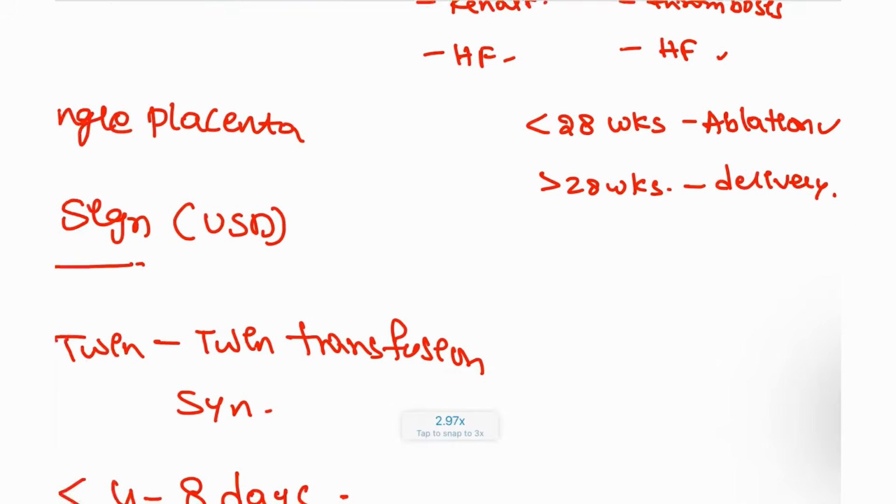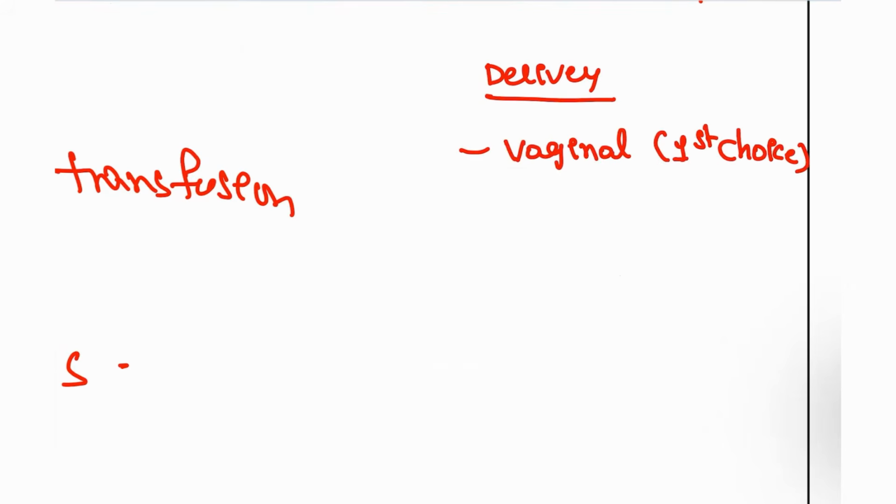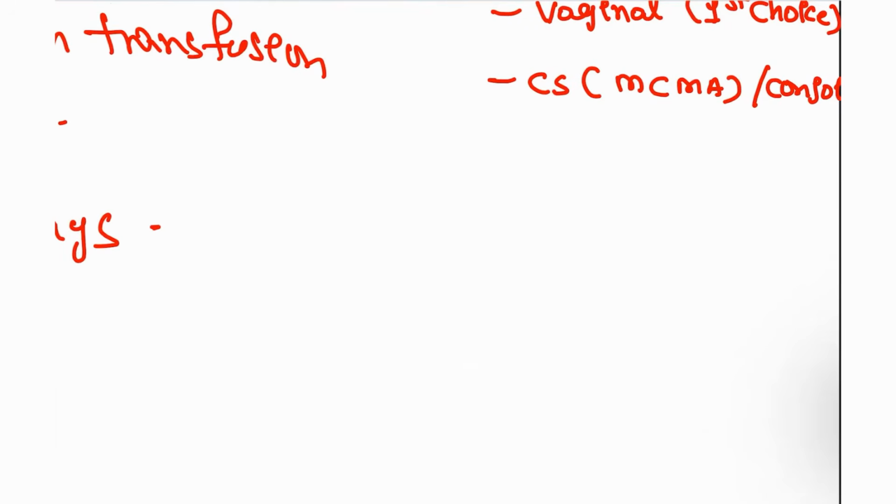Next, coming to the management of delivery in a twin pregnancy, how are we going to proceed? Always the first choice will be vaginal delivery. Cesarean section is done only for patients with monochorionic monoamniotic or conjoined twins, because of the high risk of complications. Remaining all will be vaginal. If the babies are normal, we can go for delivery until 38 weeks.